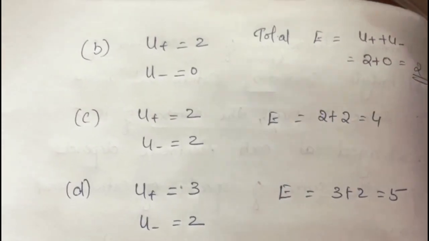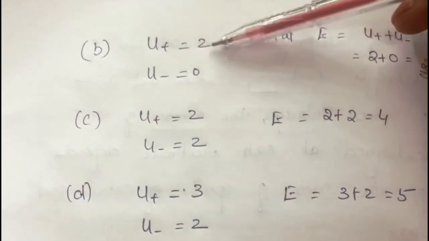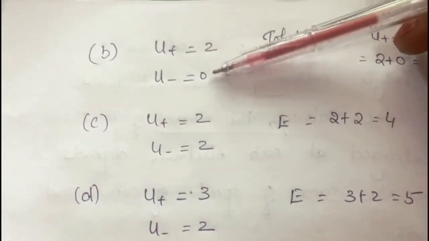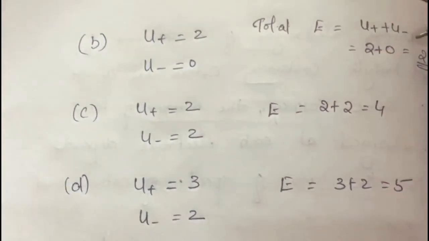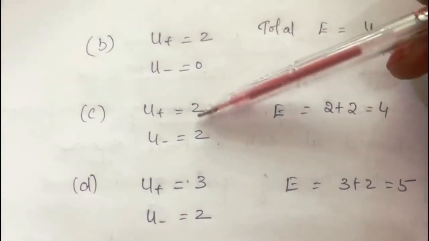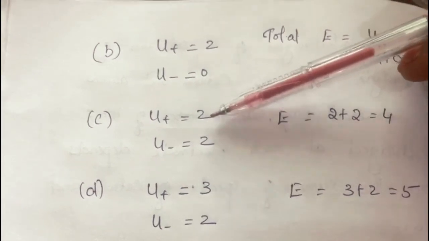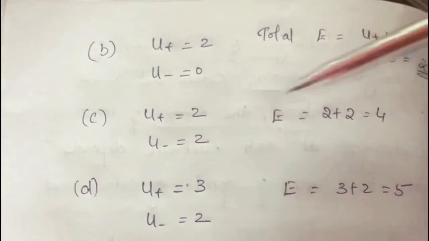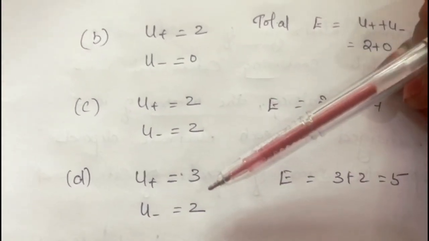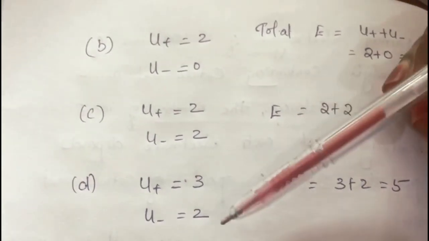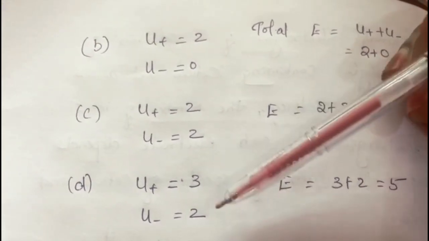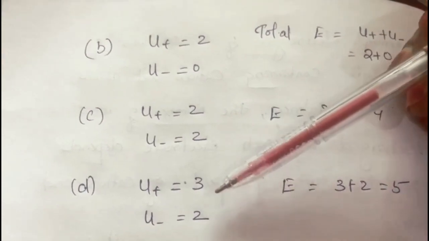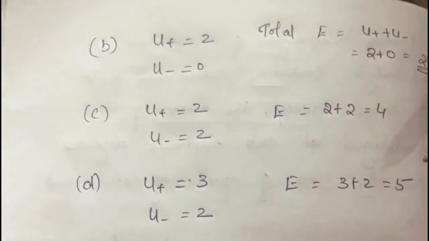Let's see, in the second condition, two cations are moving. So U plus is 2, U minus is 0. The total quantity of electricity produced is 2. In the case of the third condition, two cations and two anions are moving. So 2 plus 2, total 4. In the next condition, 3 cations are moving, 2 anions are moving. So the total quantity of electricity produced is 3 plus 2 equal to 5.